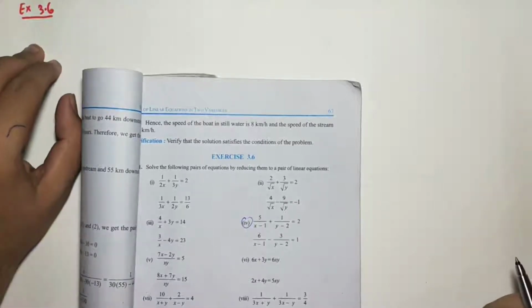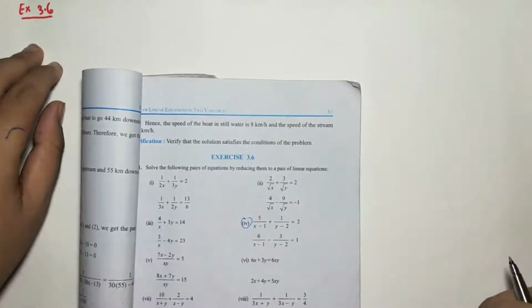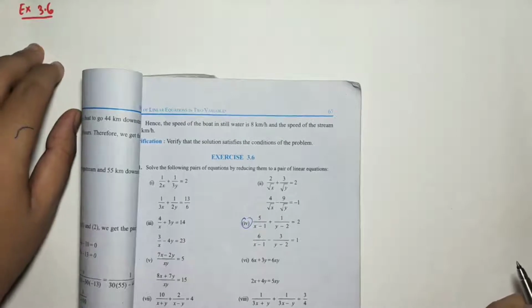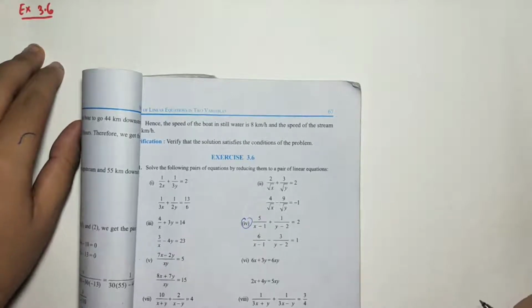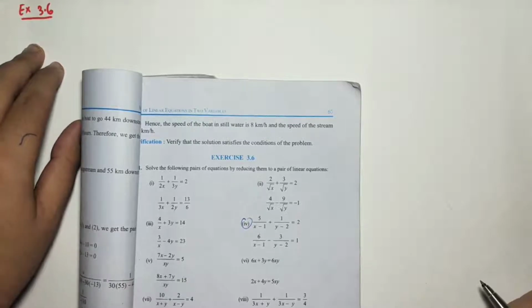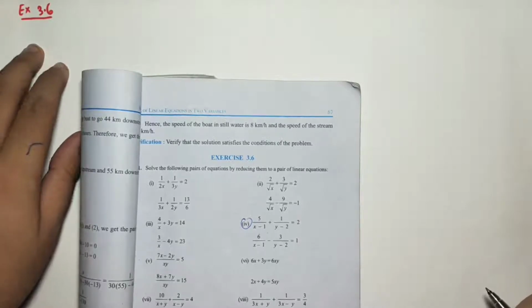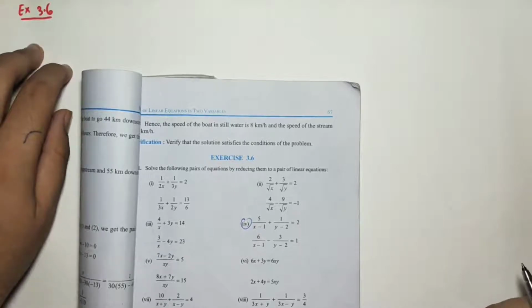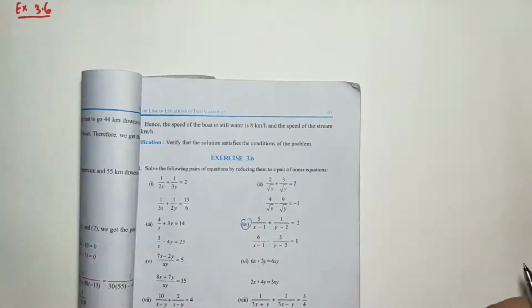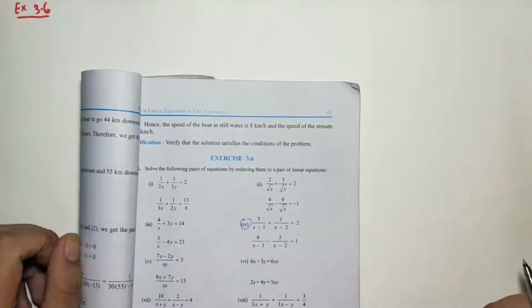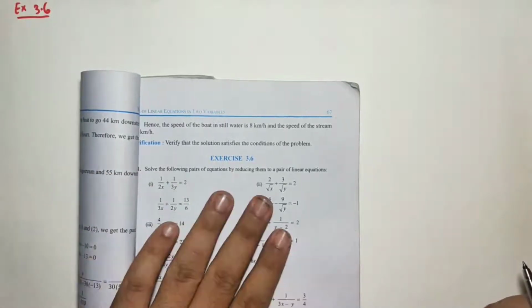Today we will learn about the last exercise which the board has permitted, from which questions may be asked. That is 3.6 of chapter number 3, 10th standard NCERT book, pair of linear equations in two variables. After this there is one more optional exercise which I will be doing on my channel, so stay tuned for that also. But this is the official exercise which the board has given permission to ask questions from.